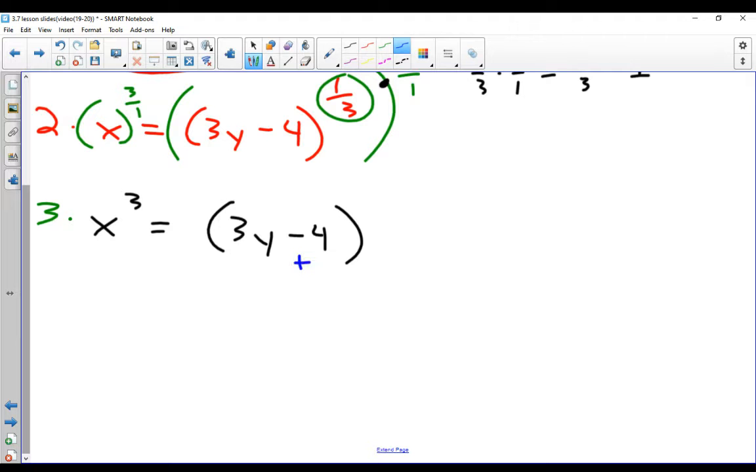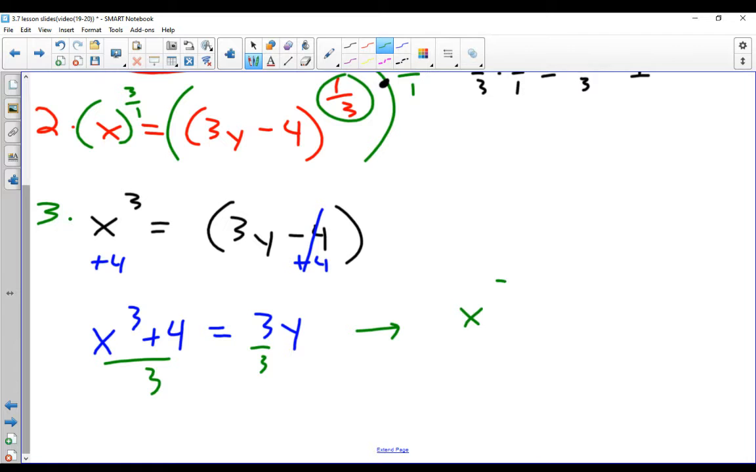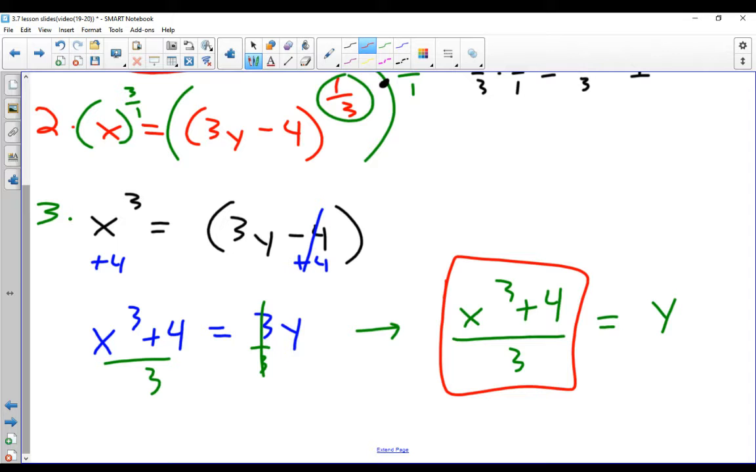For now, I can just add the 4 to both sides. So I get x cubed plus 4 equals 3y. And then just divide by 3. So then I'll have x cubed plus 4, all divided by 3, all equal to y. And now that your y is alone, congratulations, you have your inverse answer. Piece of cake.